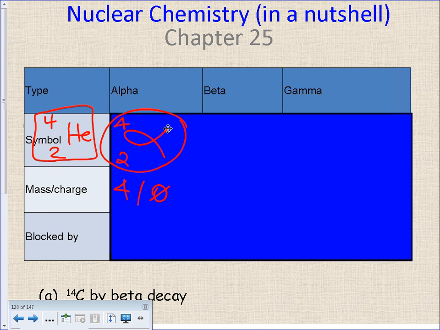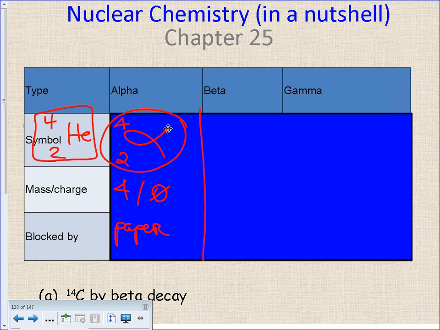Okay, and then what can block an alpha particle? Paper, right? So paper is something very generally meaningless, but it can block alpha particles. That's because alpha particles are so large, they can't squeeze through the atoms of paper. Because paper is just a bunch of atoms together. They're so large they can't squeeze through it. All right, so beta particles.